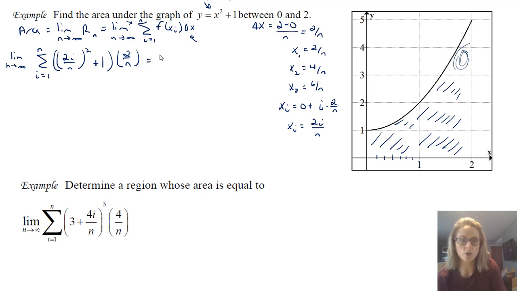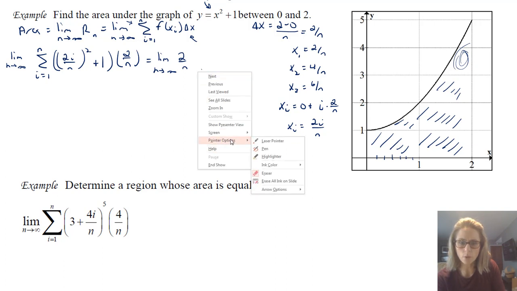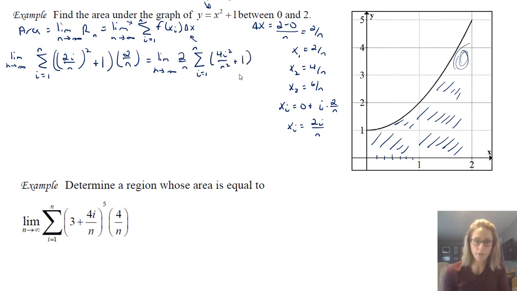So I could write limit as n goes to infinity. I'm going to take out my 2 over n because it's not dependent on i. Okay, so what I have left here is the sum from i equals 1 to n, and then notice I have 4i squared over n squared, and then plus 1. That's what I have there, because I'm just squaring just that piece.